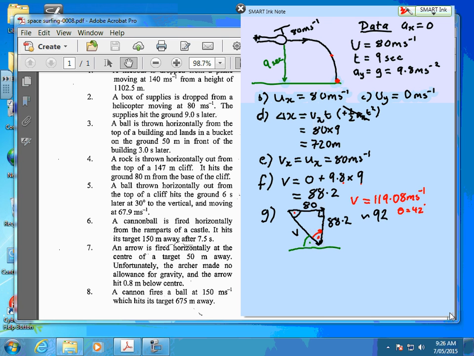Okay? Next question. H. The brain coach will be pretty happy with that. Time taken to fall, which is just 9 seconds. Time taken to fall is 9 seconds. That's easy. What if we get G?